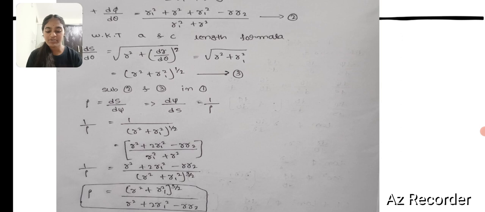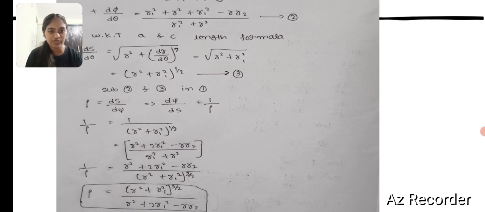R1 plus d pi by d theta is equal to r square plus 2 r1 square minus r into r2 divided by r1 square plus r2. We know the arc length formula: ds by d theta is equal to the root of r square plus (dr by d theta) whole square, which is r2 plus r1 square whole root, or we can write it as (r square plus r1 square) whole to the power 1 by 2. So d theta by ds is equal to 1 by (r2 plus r1) whole to the power 1 by 2.